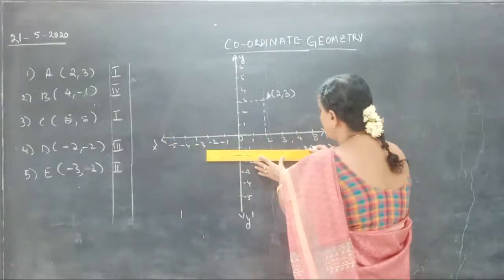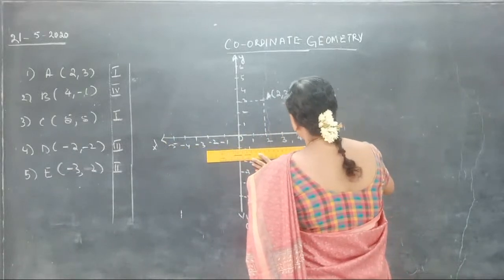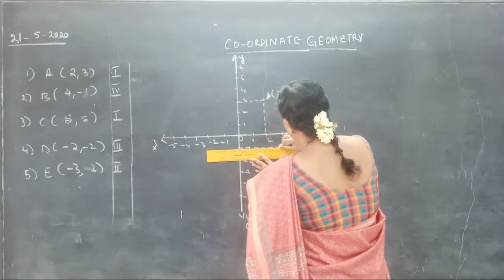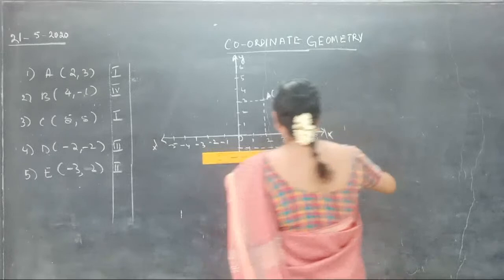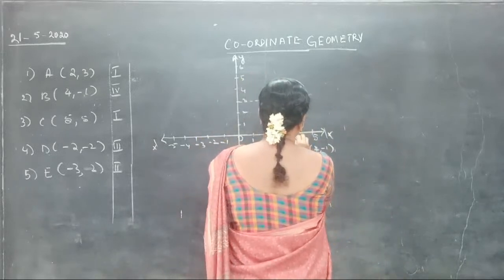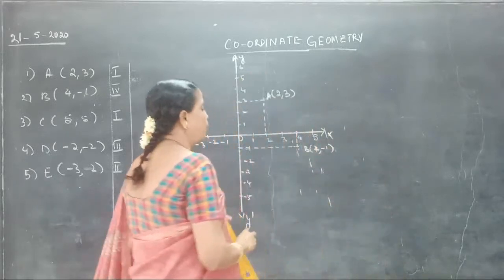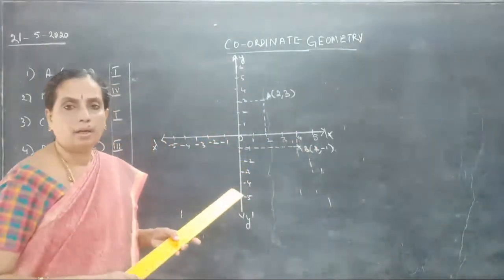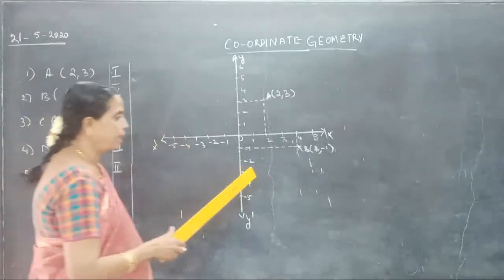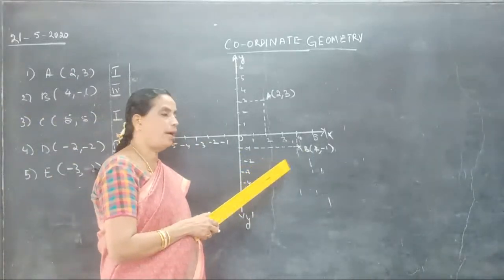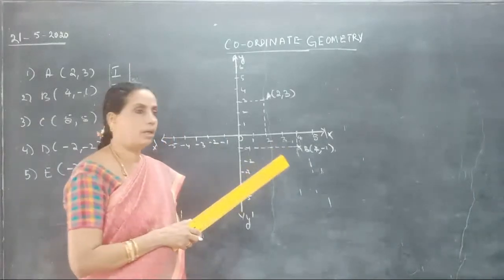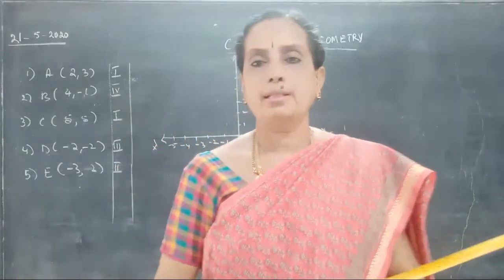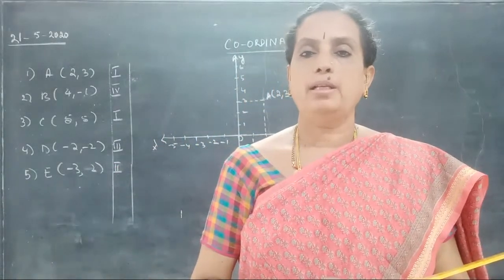Draw the perpendiculars using a dotted line with patience. Okay, join from here also, so that we are showing the position of the point B in the fourth quadrant. What we have mentioned is satisfied here. The second point B, 4 comma minus 1, is in the fourth quadrant because it has the sign plus minus.